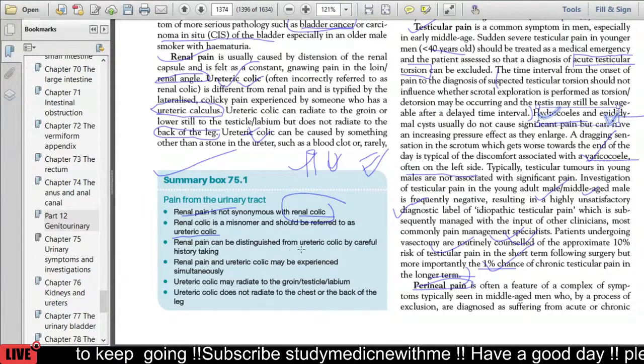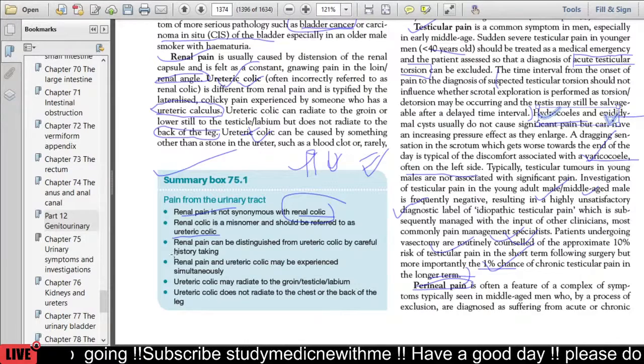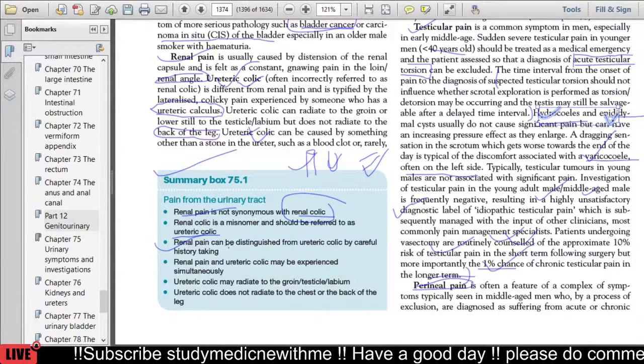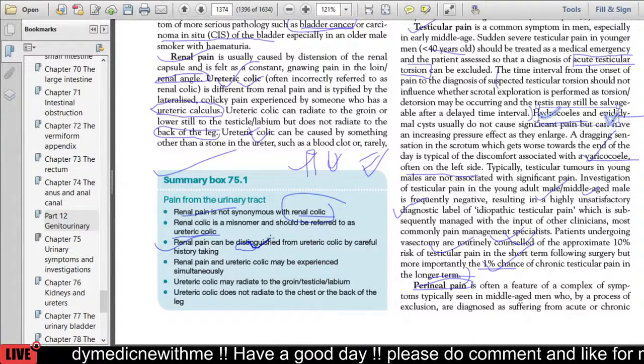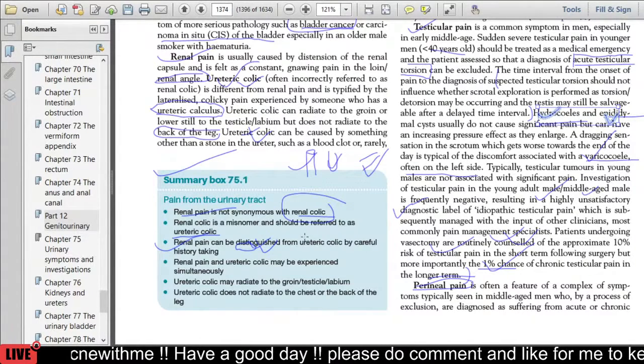Renal pain can be distinguished from ureteric colic by careful history taking. Okay, so the pain section of the history should be assessed very properly in order to distinguish renal pain and colic pain.